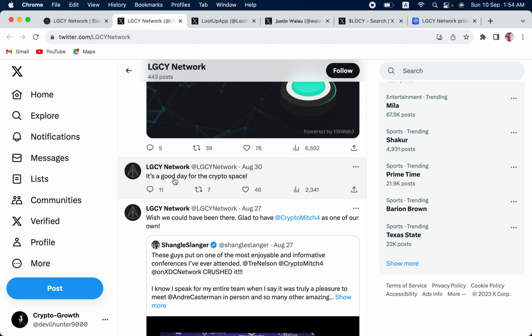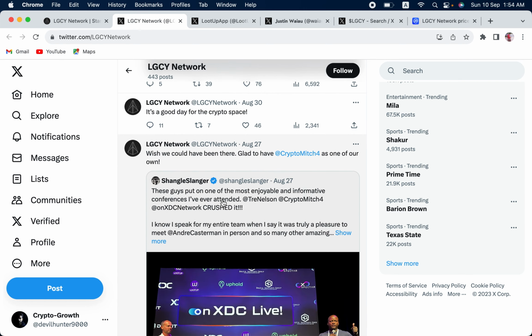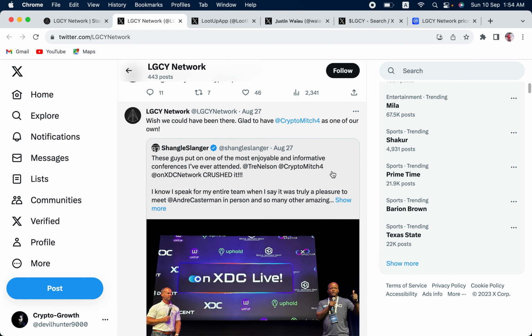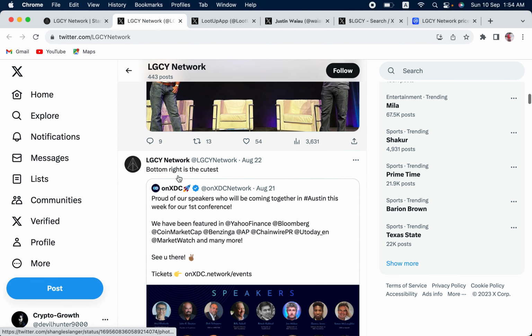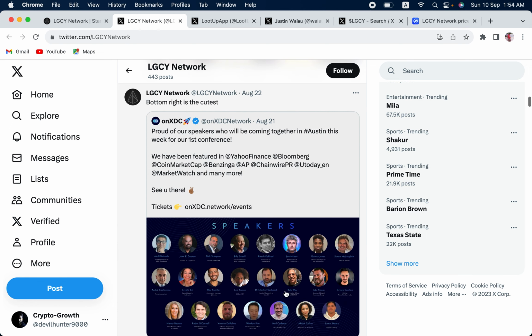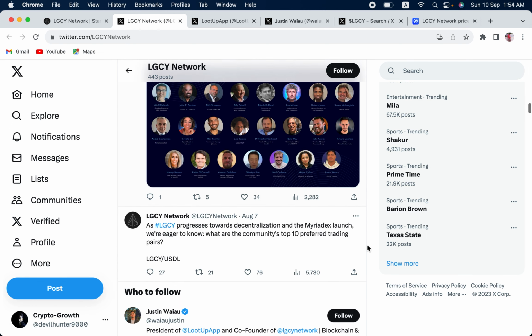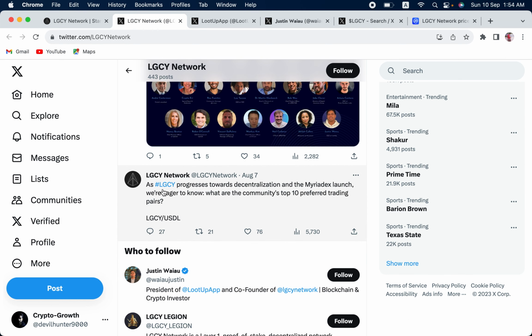You can see it is a good day for the crypto space. Okay, wish we could have been there. They didn't go on XDC live. They said that due to a natural disaster, they couldn't be there. Anyways, the tweets like these, bottom right is the cutest. This is their founder. So we need some legitimate updates a bit more. Yeah, like this one, as Lgcy progresses.